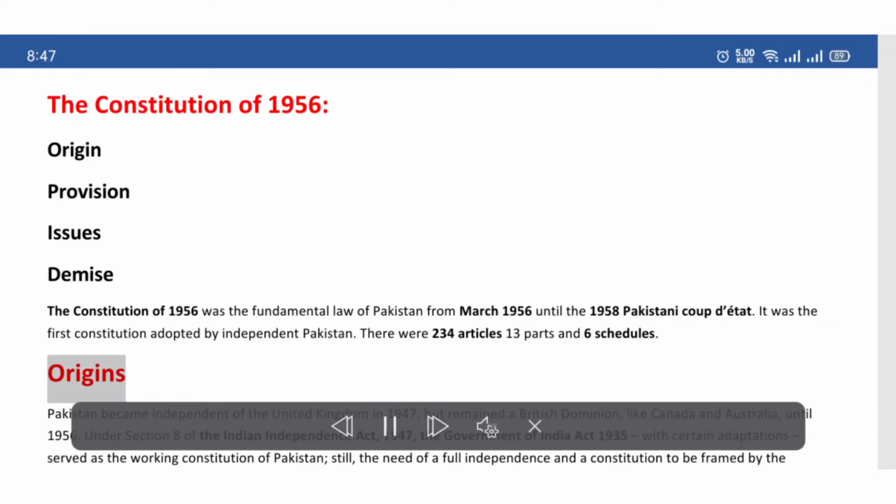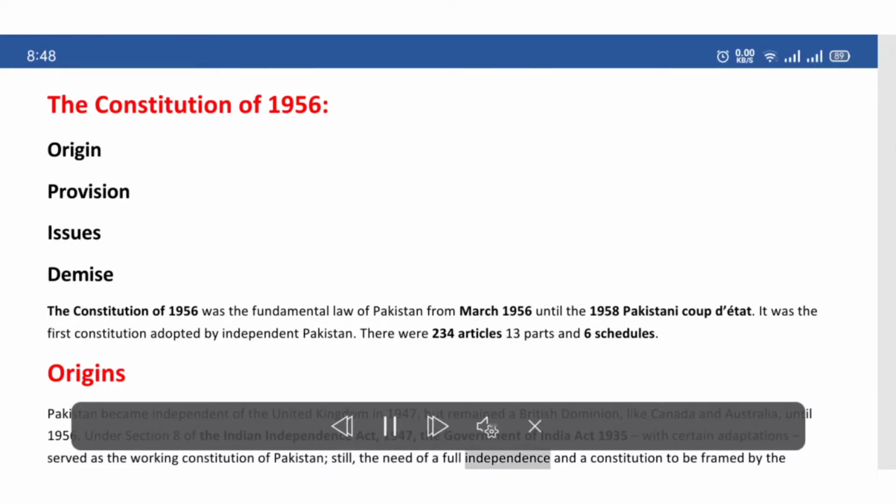Origins. Pakistan became independent of the United Kingdom in 1947, but remained a British dominion, like Canada and Australia, until 1956. Under Section 8 of the Indian Independence Act, 1947, the Government of India Act 1935, with certain adaptations, served as the working constitution of Pakistan.